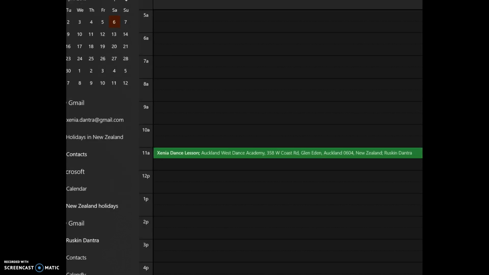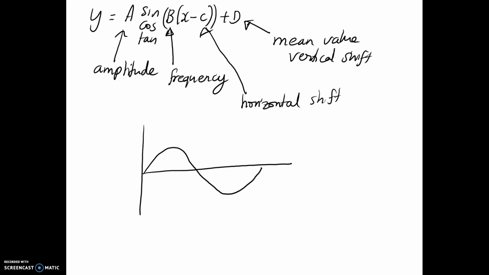Just to remind you, the distance from the mean value to the maximum is your amplitude. The line right in the middle is your mean value. Here is your minimum. That is your maximum.